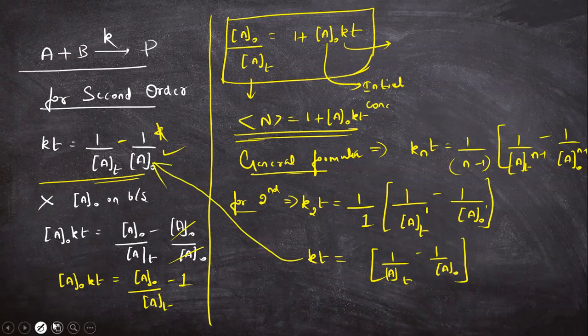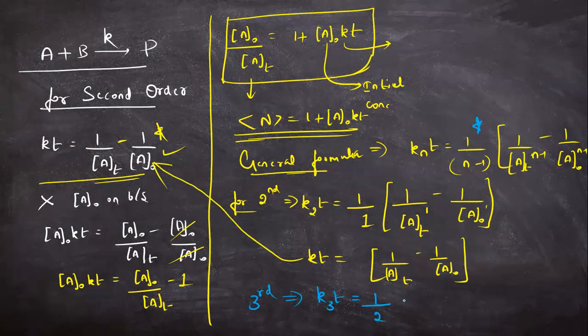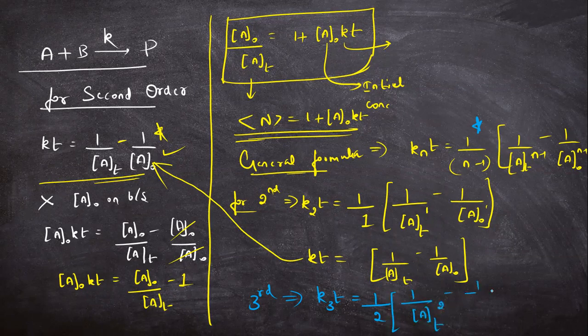So what about a third order reaction? For a third order reaction, we will write K3T, where K3 is the rate constant of the third order reaction. K3T will be equal to 1 upon, this is a general formula you need to consider, 3 minus 1, which is 2, into the bracket 1 upon AT raised to 2 minus 1 upon A naught raised to 2. Like this, we use this general formula, again a very important formula in chemical kinetics. From that, we got this equation.